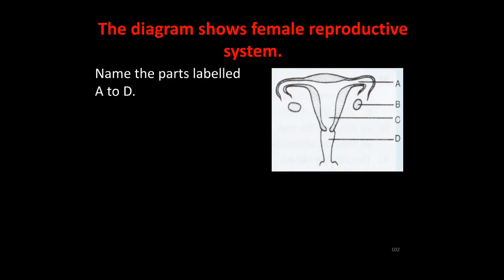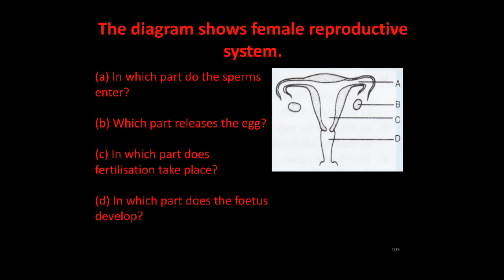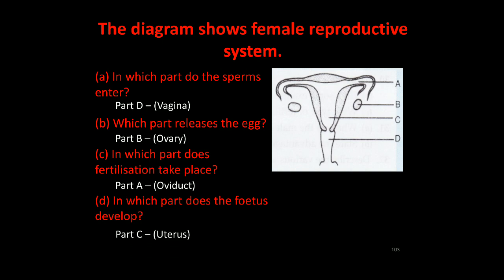Next, the diagram shows the female reproductive system. Name the parts labeled A and D. A is fallopian tube, B is ovary, C is uterus, D is vagina. See, oviduct, ovary, uterus, vagina. Next, in which part do the sperms enter? Vagina. Which part releases the egg? Ovary. In which part does fertilization take place? Oviduct or fallopian tube. In which part does the fetus develop?